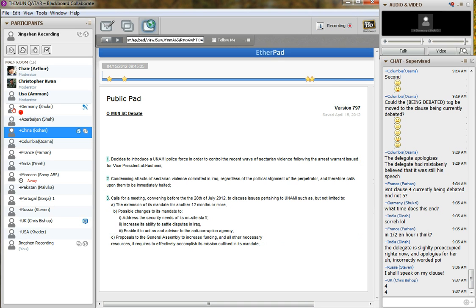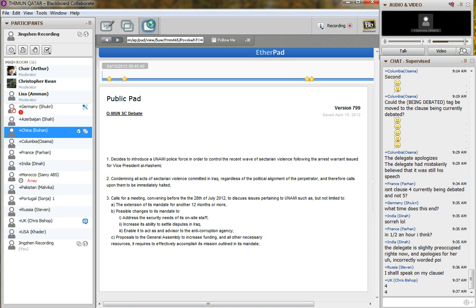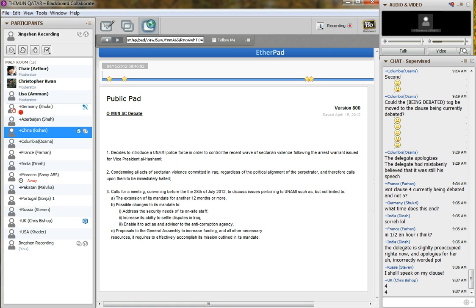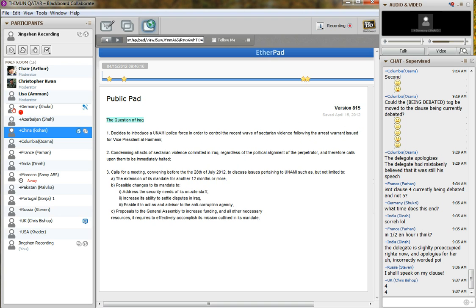It has one clause on introducing a UNAMI police force, one clause of condemning acts of sectarian violence, and another clause about the UNAMI. It does not address other issues such as the lack of government, lack of some ministerial positions in Iraq. It does not address Camp Ashraf, which is a big issue at the time. And by passing this resolution, it gives a bad implication on the Security Council, as it is merely progress for progress's sake and not for making a clear change in the world. Thank you.